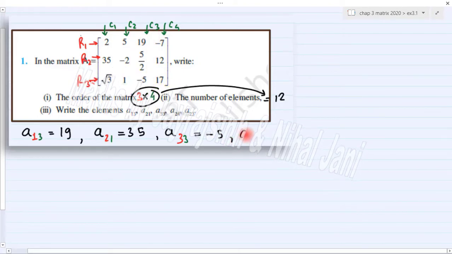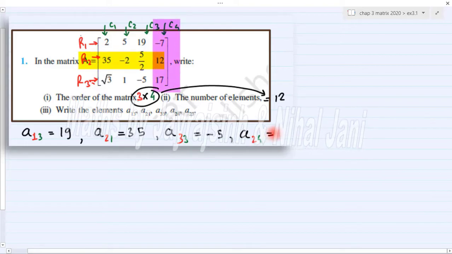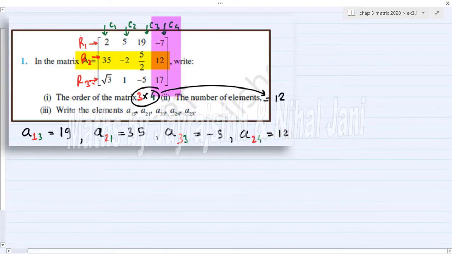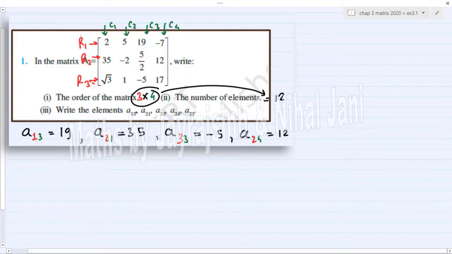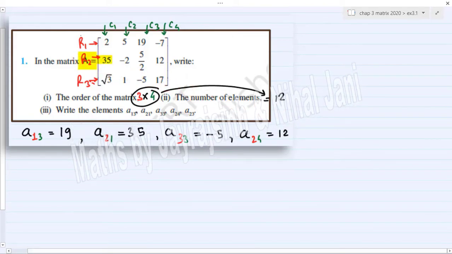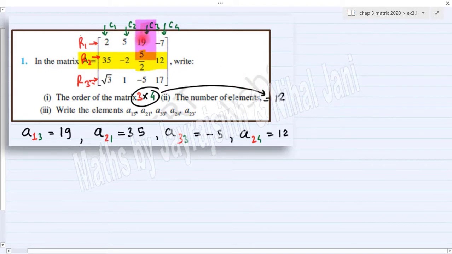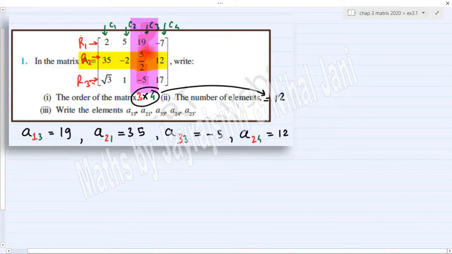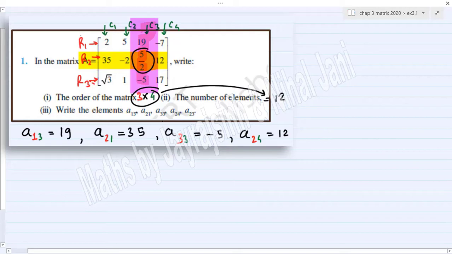And the second last element is A24, which is in second row, fourth column, which will be 12. Your last element is A23. A23 must be in second row and third column. So 5 by 2 is your A23.